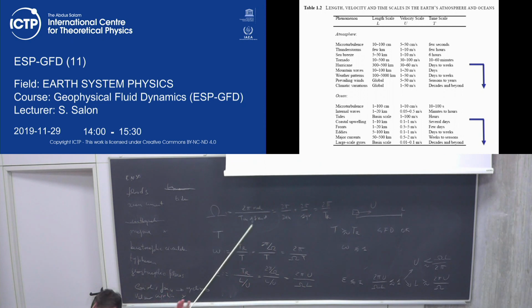Are these words something new for you? Is something that you have never heard about? What kind of words have you never heard? Large-scale gyres. Gyres, okay. Yes, others? Microturbulence. Microturbulence, okay. Internal waves, okay. Coastal upwelling, good. Sea breeze. Sea breeze, okay.